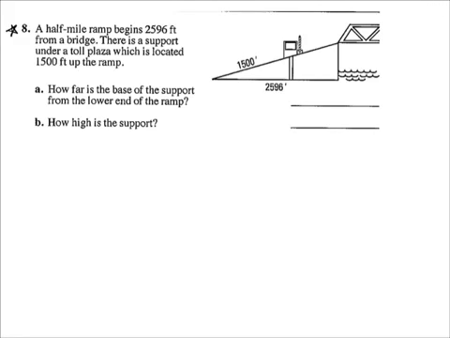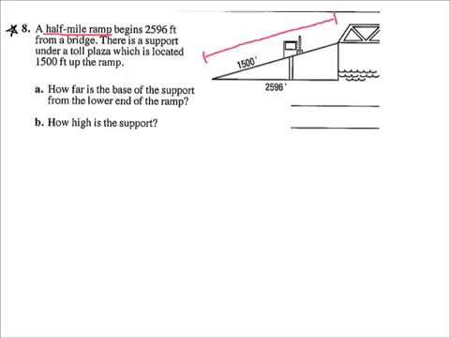Okay, so 13.3, number 8, says a half-mile ramp begins 2,596 feet from a bridge, and there is a support under a toll plaza that's located 1,500 feet up the ramp. So let's get a couple of things clear about this picture, first of all. There's a number that's not marked here for you, and that is the fact that this is a half-mile ramp, which means from here up to here is half a mile.